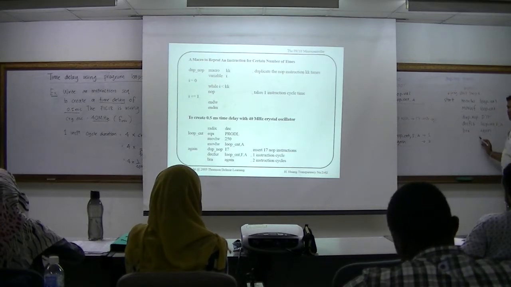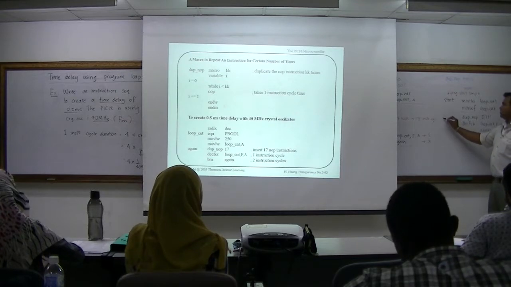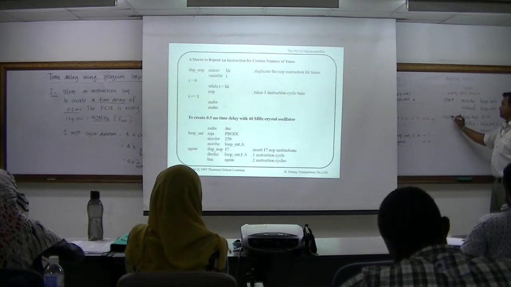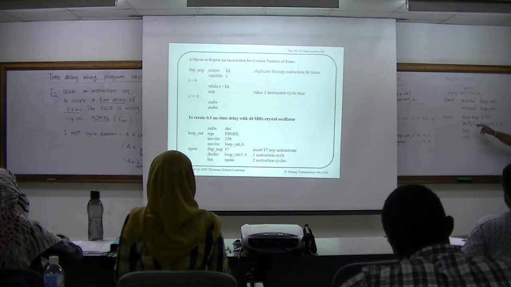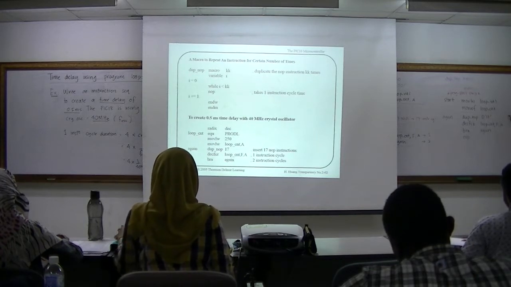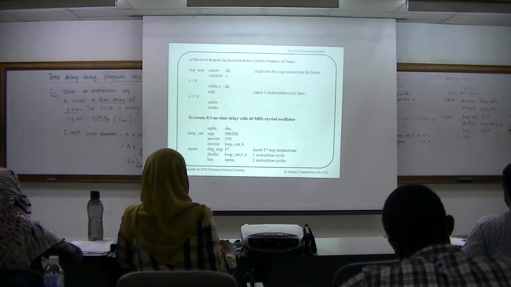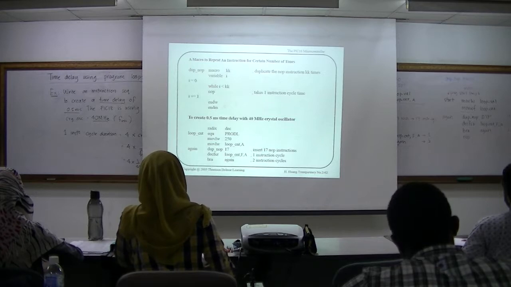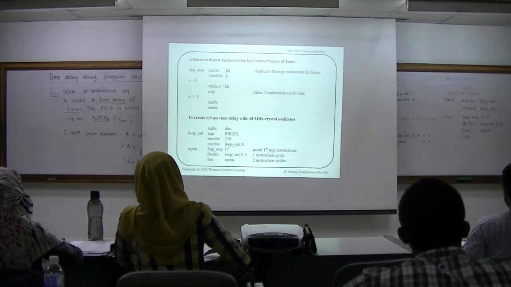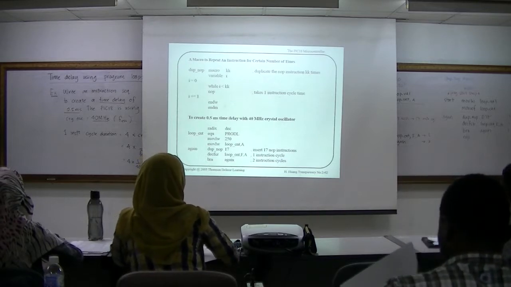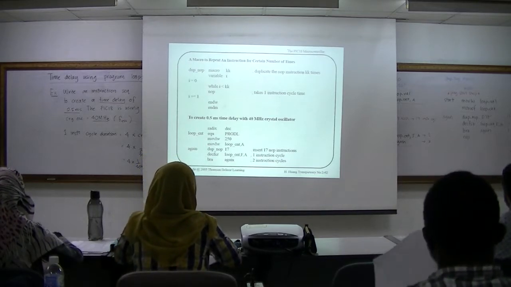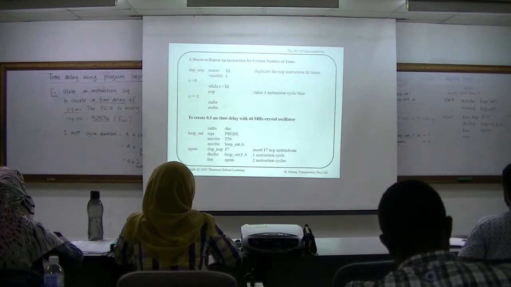So where should this again go? Again should come here. So this one is out. So this takes 17, this takes 1, this takes 2, total 20, gives you 2 microsecond delay. And if you multiply this 250 times, you get 0.5 millisecond.